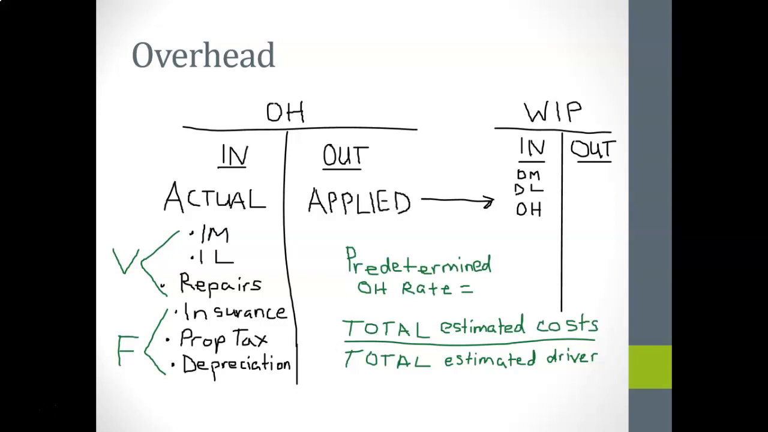So if the overhead rate was $2 for every direct labor hour, then I would see on job number 123, if it had 10 direct labor hours, I would multiply 10 times 2, and that would be $20 that would be applied in overhead, meaning I would credit overhead and debit work in process. I would also apply that $20 onto the job 123 job cost sheet.